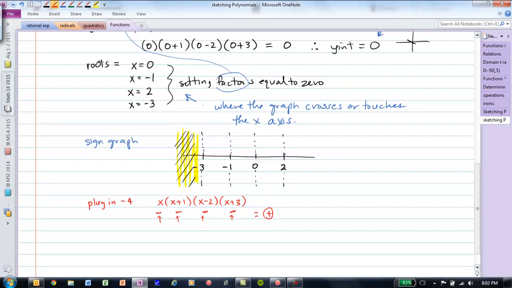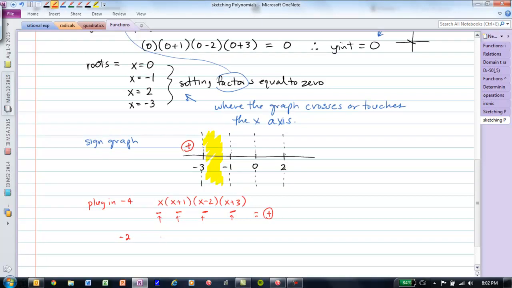So on my little sign graph, I'm going to put a positive in a circle above the number line because that's where the positive numbers are, right? Because what we're figuring out is, is our curve going to be above the x-axis or below the x-axis? So from negative infinity to negative 3, our curve is above the x-axis. All right, so now let's look at this area. So we need a number between negative 3 and negative 1. Well, the obvious choice is probably negative 2. So we'll take negative 2.